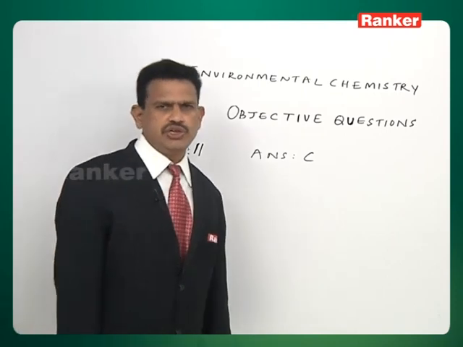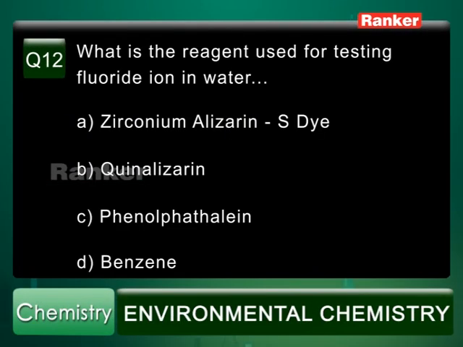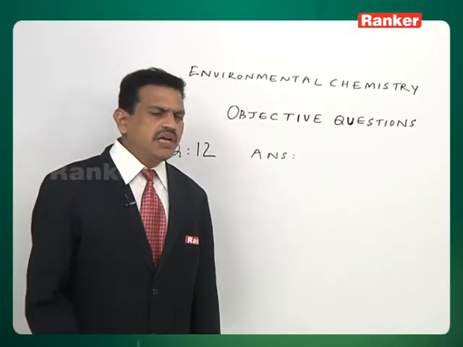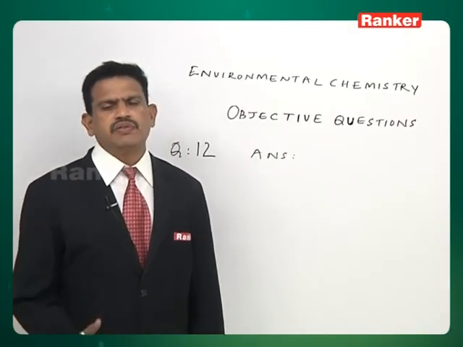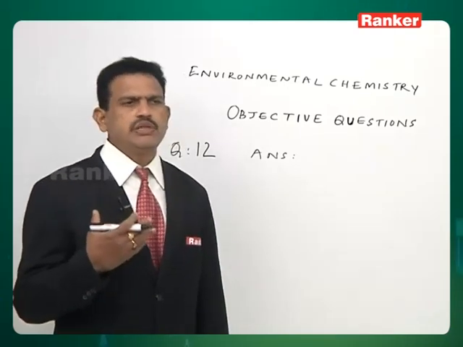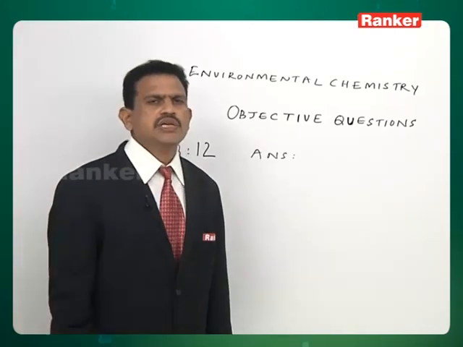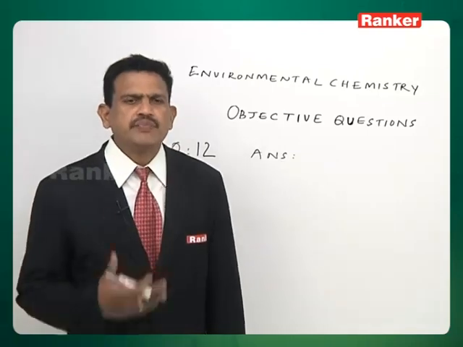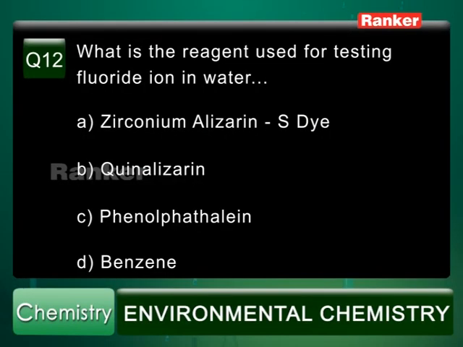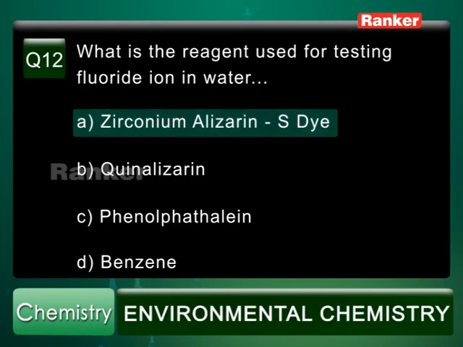Moving to the next question. Question number 12. What is the reagent used for testing fluoride ions in drinking water? Option A, zirconium alizarin S dye reagent, B, quinalizarin, C, phenolphthalein, D, benzene. The chemical reagent which can be used for testing the presence of fluoride ions in drinking water is zirconium alizarin S dye reagent. So we can go for option A for this question.